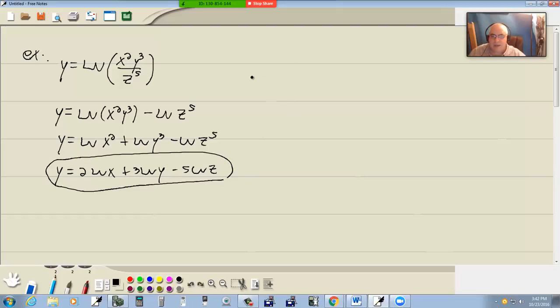Now sometimes you may have to rewrite something that's in radical form out of radical form. On this one, it helps to have a log in front of it. There you go, natural log. So we'd rewrite this as x over y to the 1/2 power.